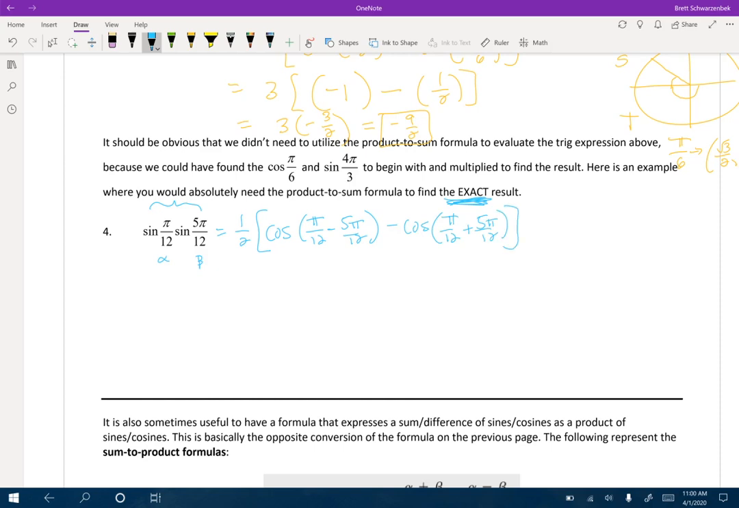All right, so again, we want to do a little bit of like term action here. This is going to give us negative 4 pi over 12, which very nicely reduces to negative pi over 3. This is going to give us 6 pi over 12, which is going to be even more nicely reduced to pi over 2. So if we simplify, we're going to get the cosine of negative pi over 3 minus the cosine of pi over 2.